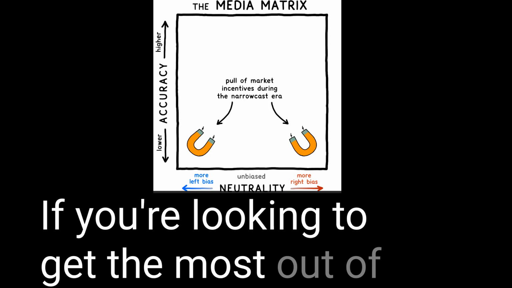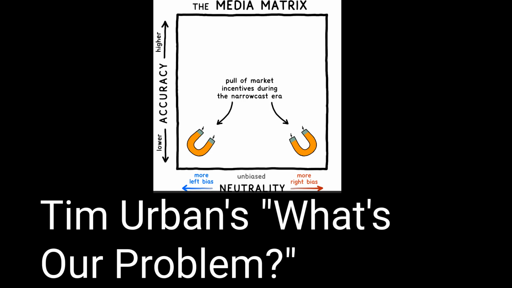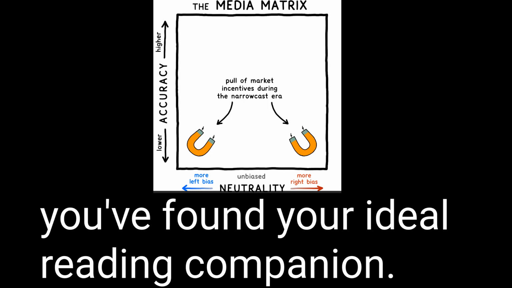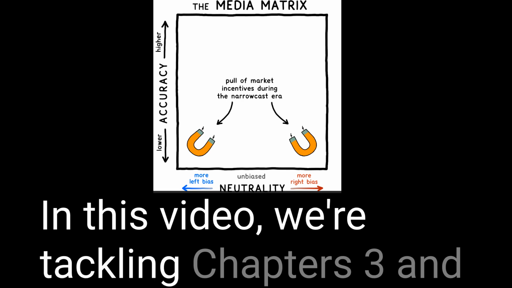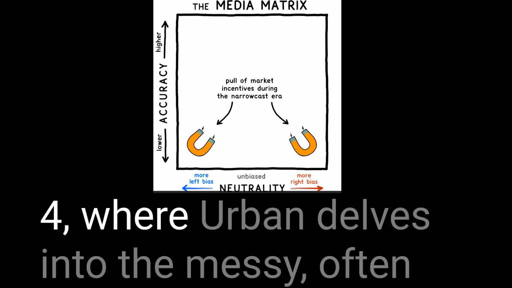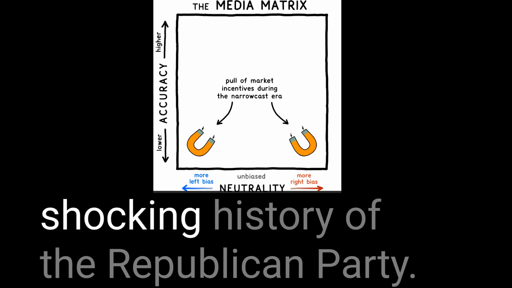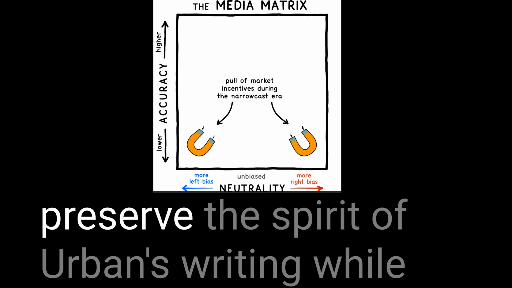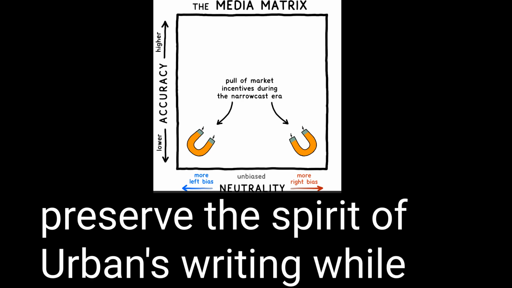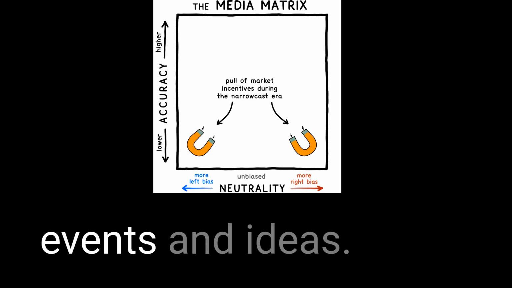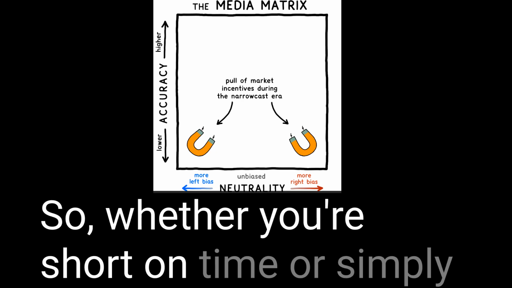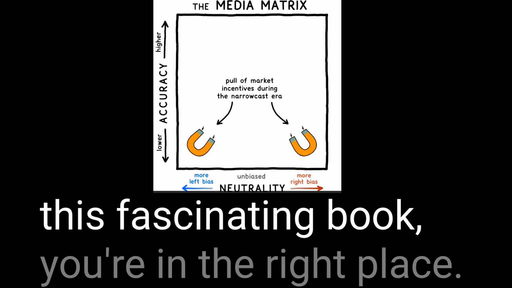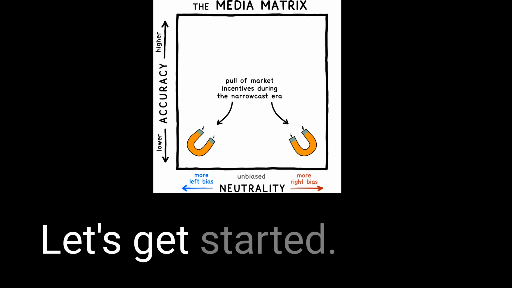If you're looking to get the most out of Tim Urban's What's Our Problem? without getting bogged down in the details, you've found your ideal reading companion. In this video, we're tackling chapters 3 and 4, where Urban delves into the messy, often shocking history of the Republican Party. We've carefully crafted our summary to preserve the spirit of Urban's writing while making sure you don't miss any of the key events and ideas. So, whether you're short on time or simply looking for a more engaging way to absorb this fascinating book, you're in the right place. Let's get started.